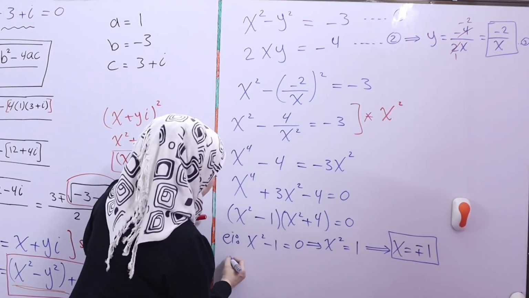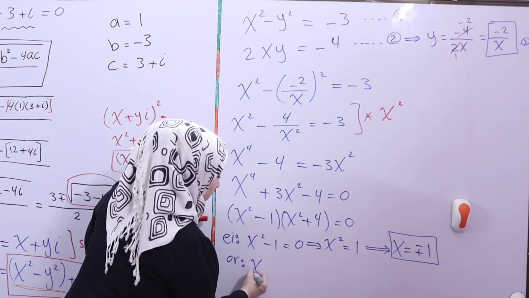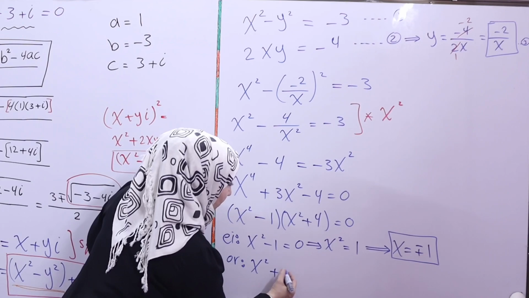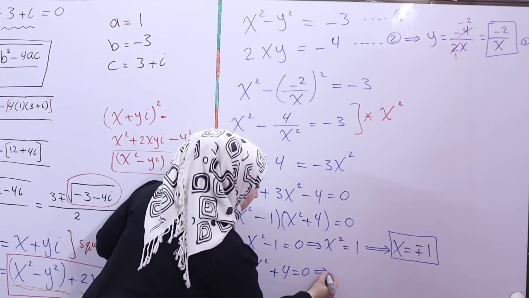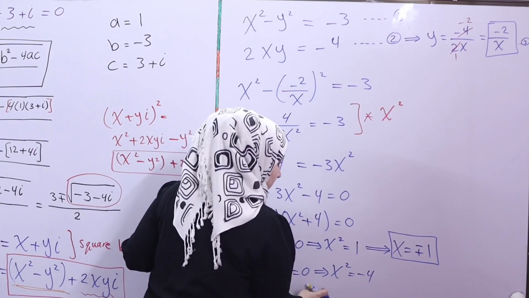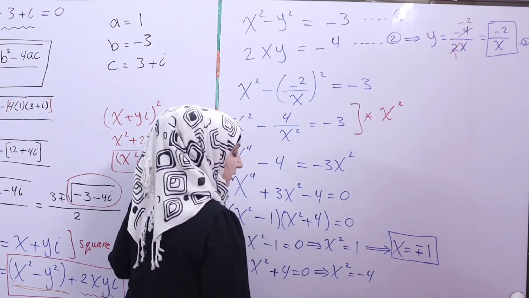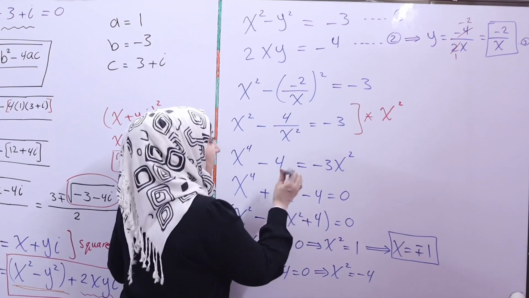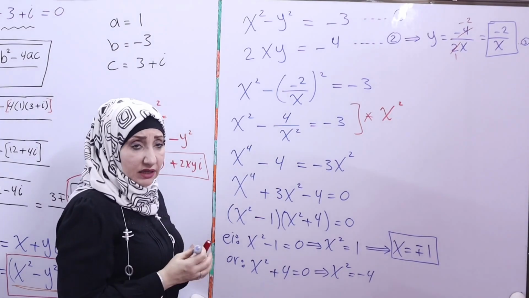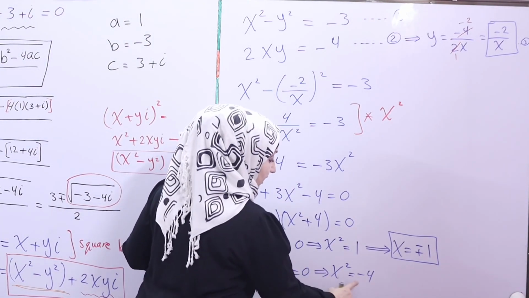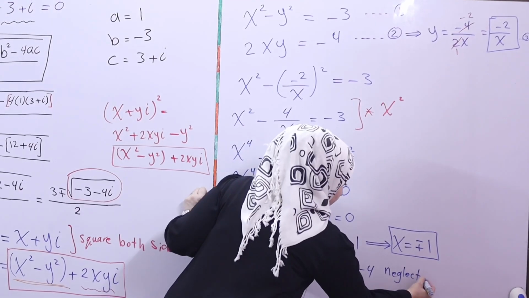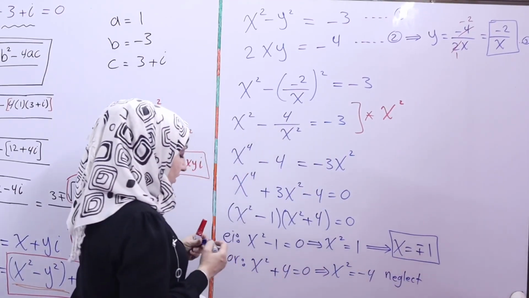Or the second bracket, x squared plus 4 equal 0. That means x squared equal negative 4. Here we will neglect this value because we will get a real value for x, and we know that x and y are real values. هي قيم حقيقية. إذا هنا راح تطلع عندي قيمة x غير حقيقية إذا جذرت الطرفين. إذا so that we will neglect this value. And we will take these two values for x.